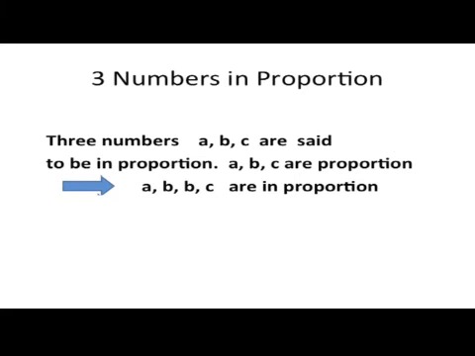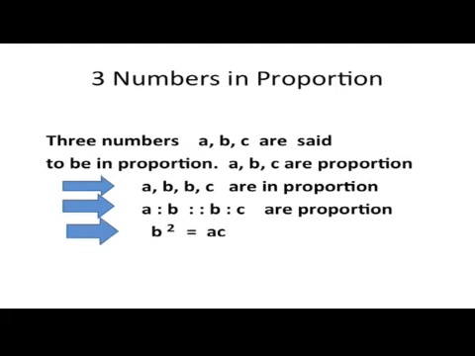Now coming to 3 numbers in proportion. 3 numbers A, B, C are said to be in proportion if A, B, B, C are in proportion. Therefore, A, B, C are in proportion, that is A, B, B, C are in proportion. Therefore, A is to B :: B is to C. Then we can write it as B squared is equal to AC.